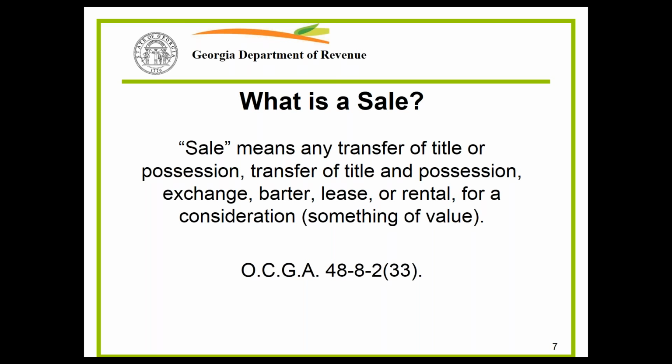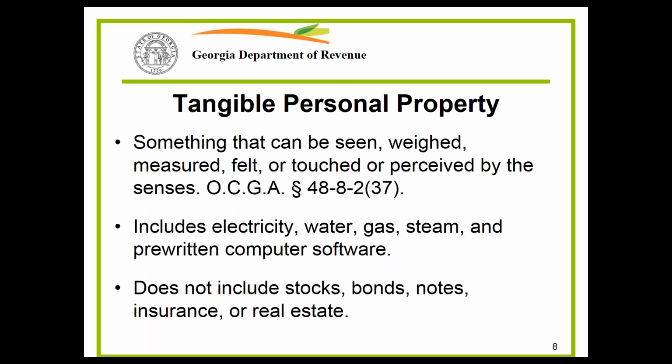Sale is any transfer of title of tangible personal property. And as I mentioned before, more specifically for sales tax, it's retail sales that are subject to tax. Here's the definition of tangible personal property. I think I mentioned that a minute ago. And you can see that it includes electricity, water, gas, steam, some common transactions that I call utilities. So I'm not sure if most people consider those services or tangible personal property, but either way, they're subject to tax.